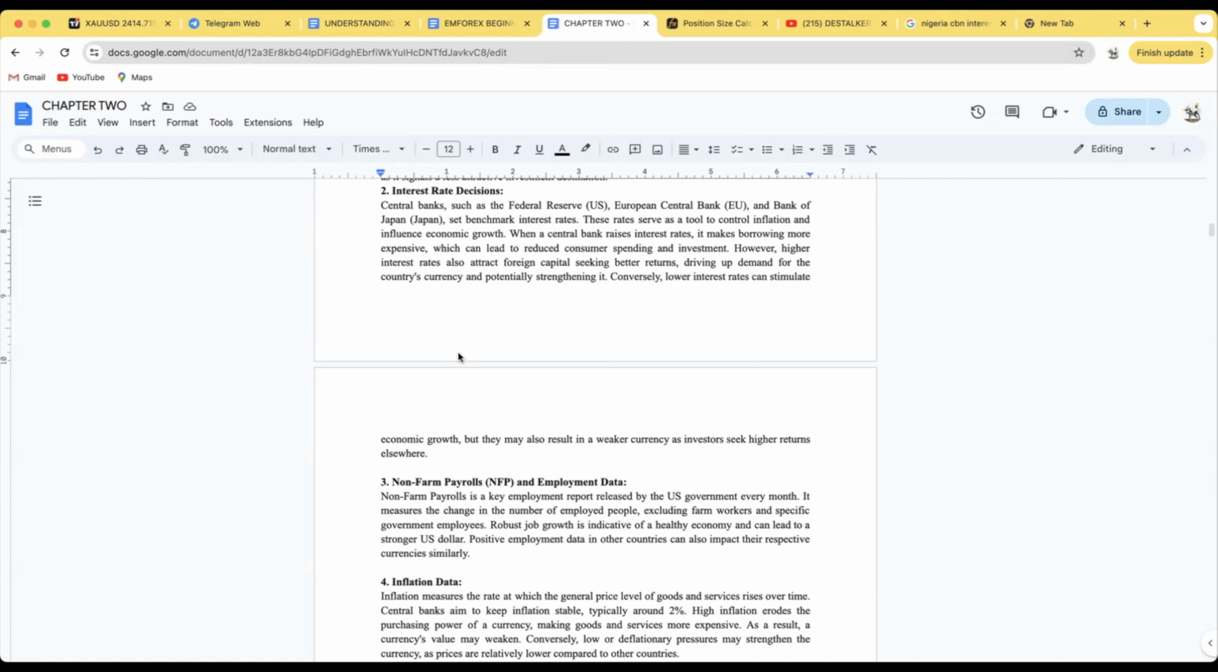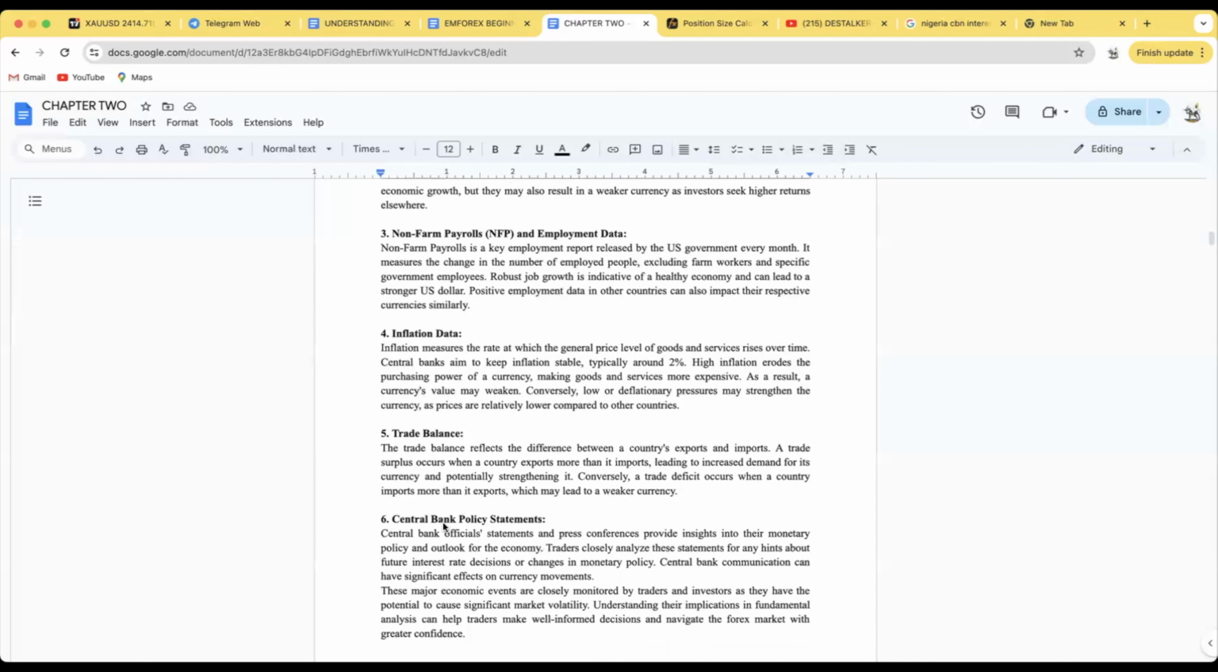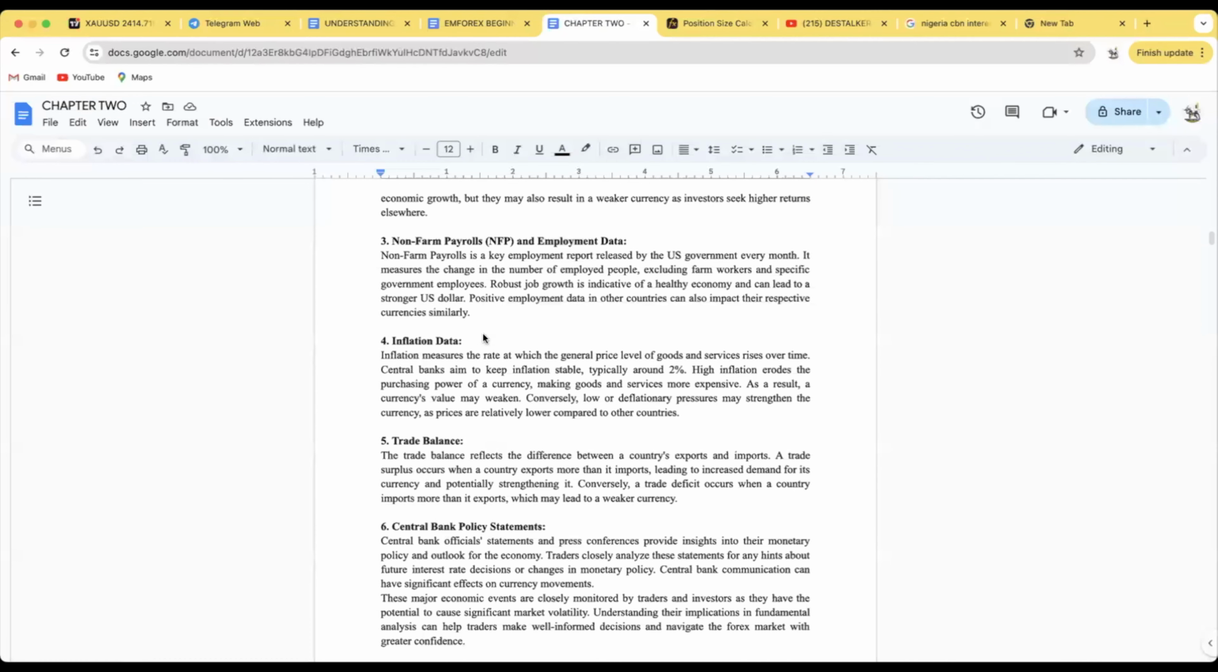Okay, so the next one will be the non-farm payroll, which is the very, very popular one, NFP. I know most of you must have heard about NFP. The NFP, or the non-farm payroll, is a key employment report released by the US government every month. It measures the changes in the number of employed people, excluding farm workers and specific government employees.